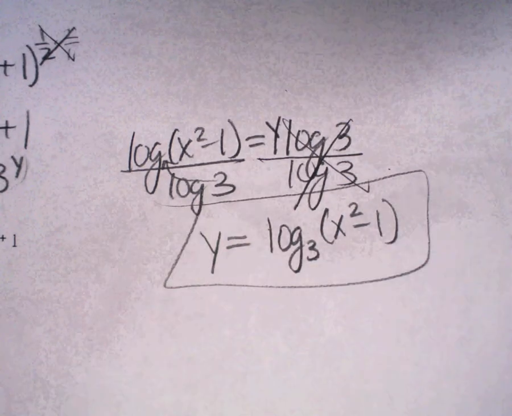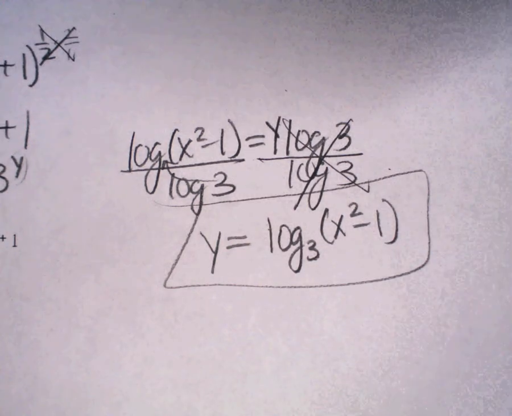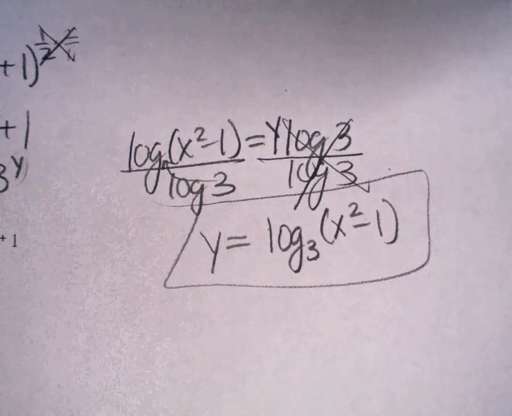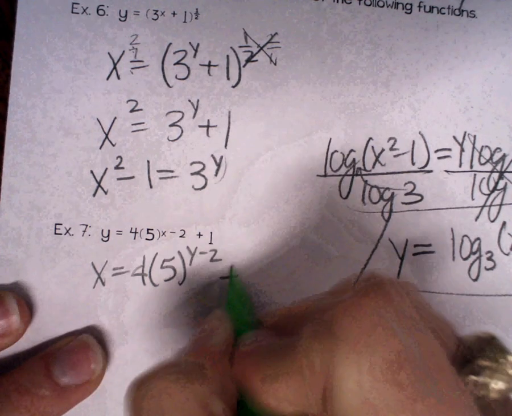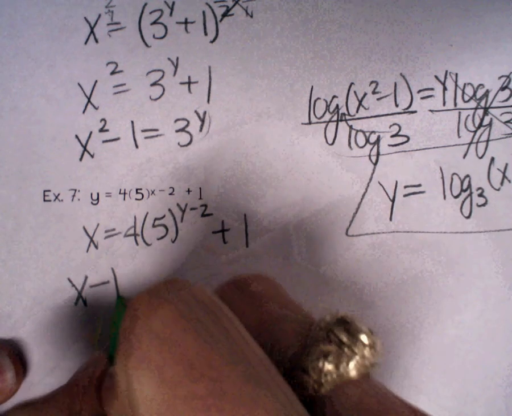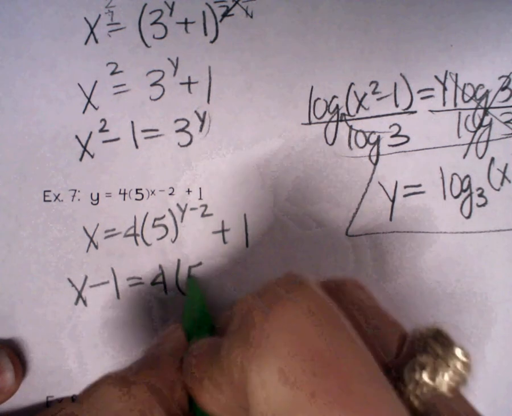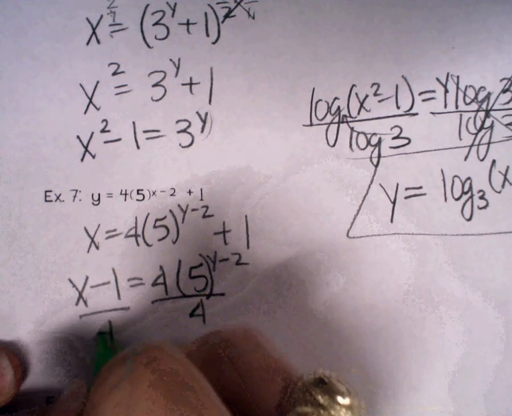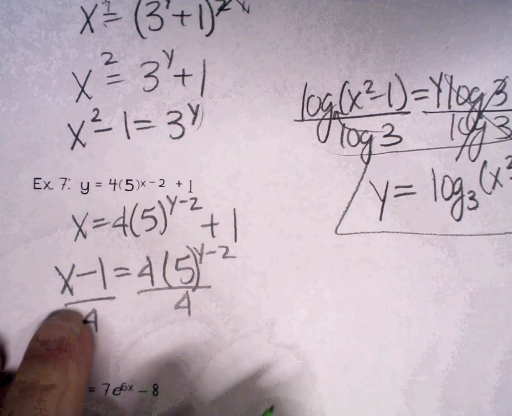Okay, so you know what we're going to do? We're going to practice this 3 times. So first thing we do is we switch x and y and solve for y. Subtracting 1, divide by 4. And I don't really mind, you can write it 1/4 x minus 1/4, or you can leave it x minus 1 over 4. That doesn't matter to me.